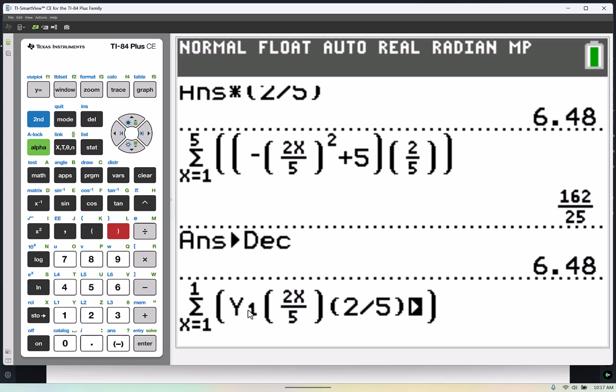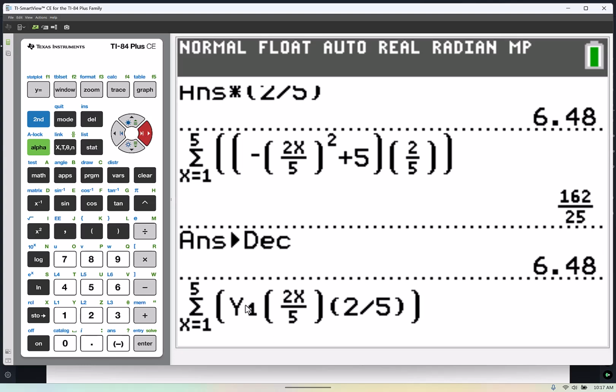Why did I put y1? Oh, yeah. It needs to be a 5. Thank you, miss. I didn't do that on purpose. It was an accident. I had enough copies, so. All right. So there it is. I think everything's correct now.